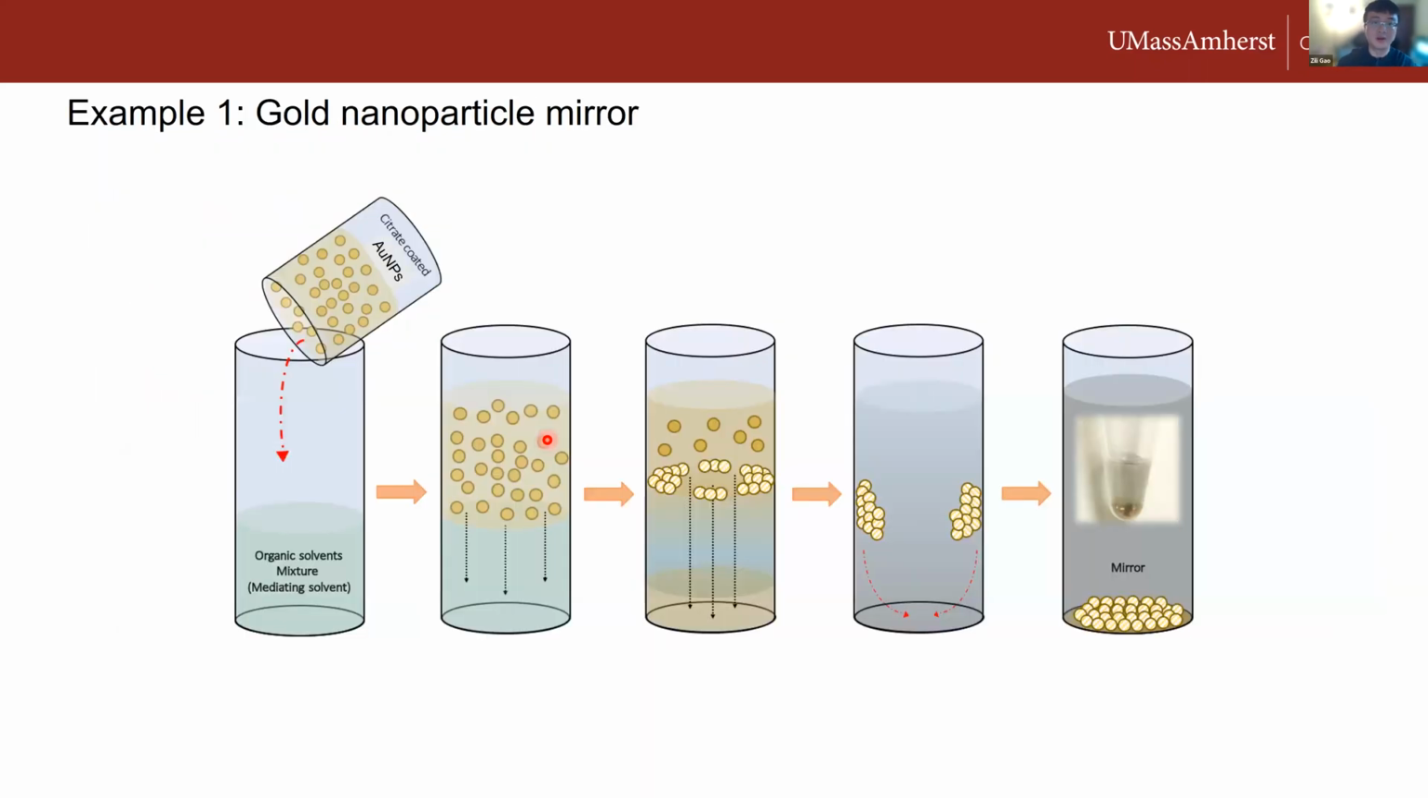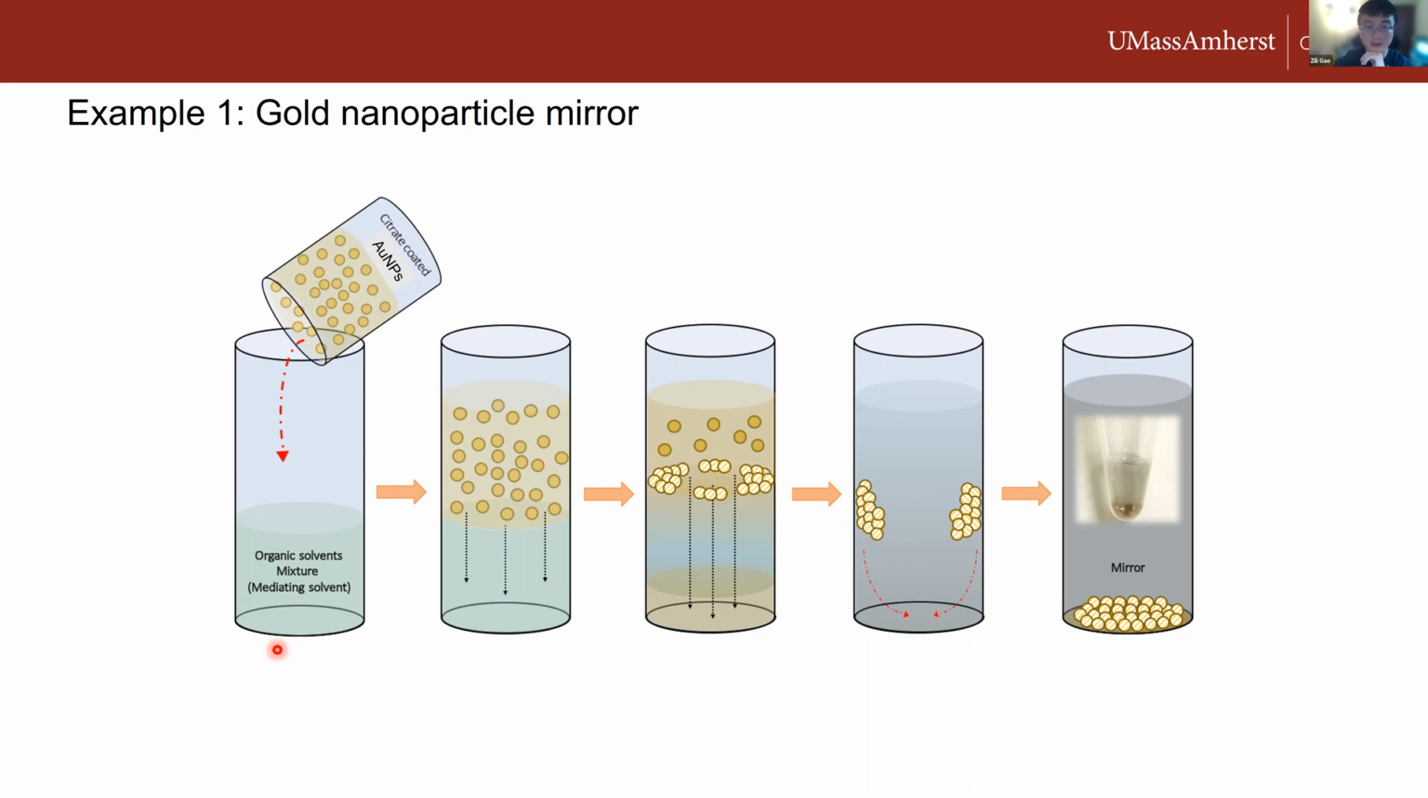First one is the gold mirror. The principle of the gold mirror is we buy the commercially available gold nanoparticles, and because the density of gold is heavier than water, it tends to sit at the bottom of the solution. So to stabilize these nanoparticles, they are often coated with silver citrate, which is positively charged in the solution. So the nanoparticles repel each other and are stabilized in the solution.